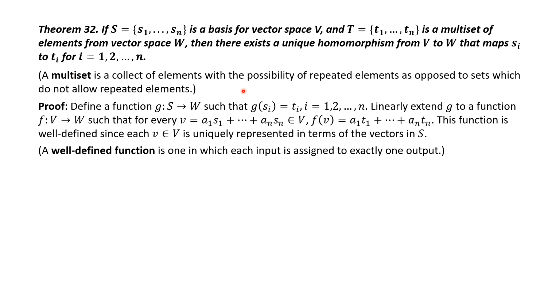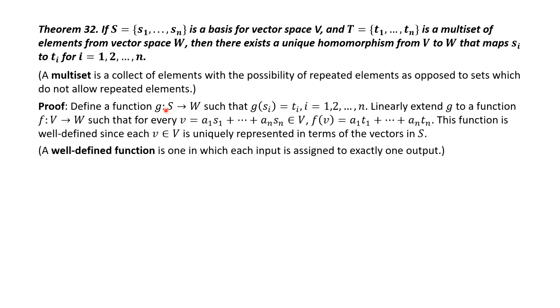We could have, for example, the elements of S mapped to the zero vector. So we would have 0 n times in here, or there are other possibilities. I'll give you a few examples after I do the proof. So the proof starts like this.